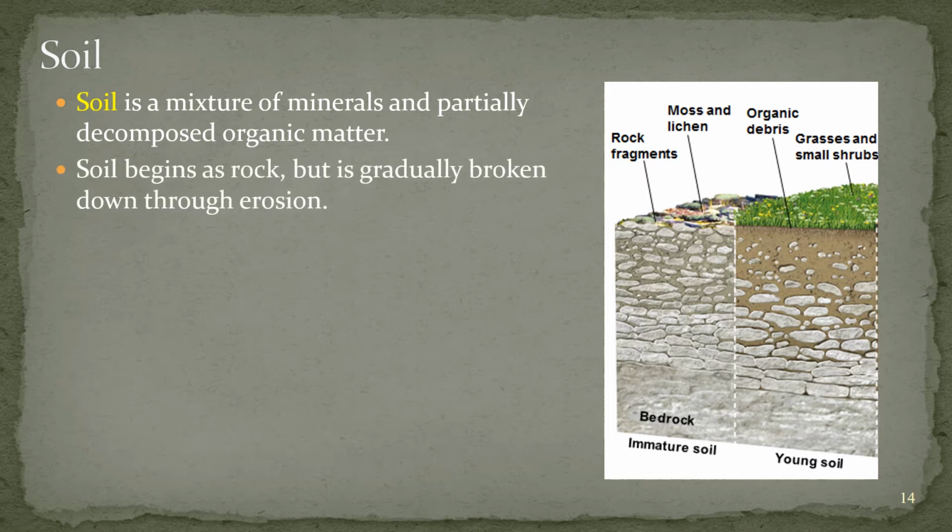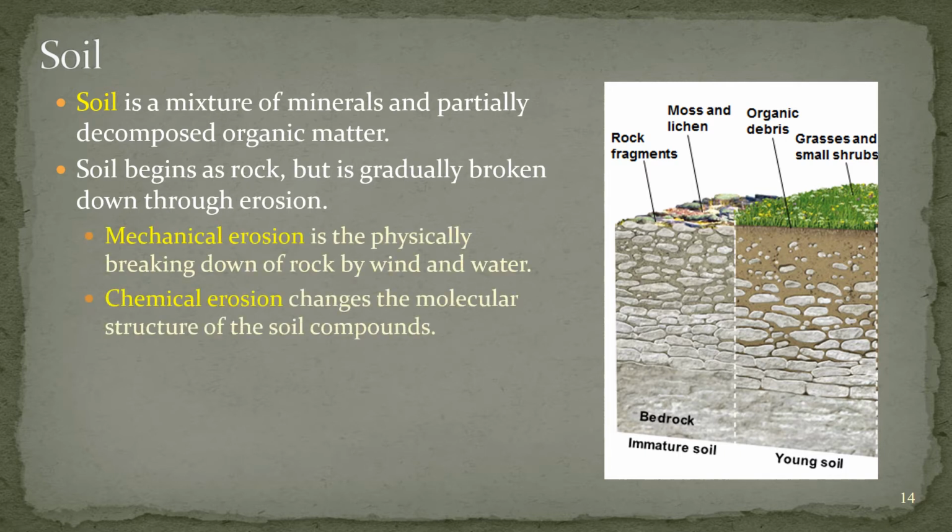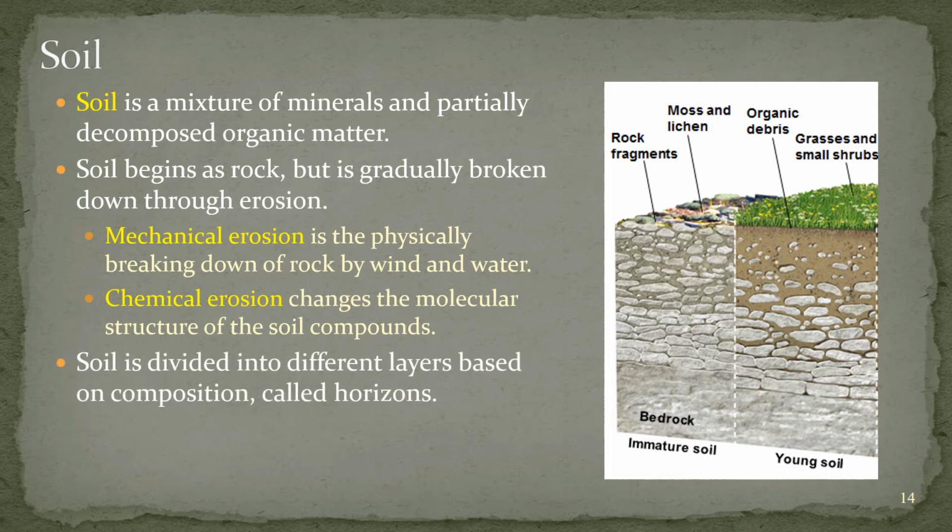It begins as rock, and it's gradually broken down through erosion. Mechanical erosion breaks it down through wind and water. Chemical erosion changes the molecular structure of the soil compounds. It's divided into different layers based on composition, and we call these things horizons.